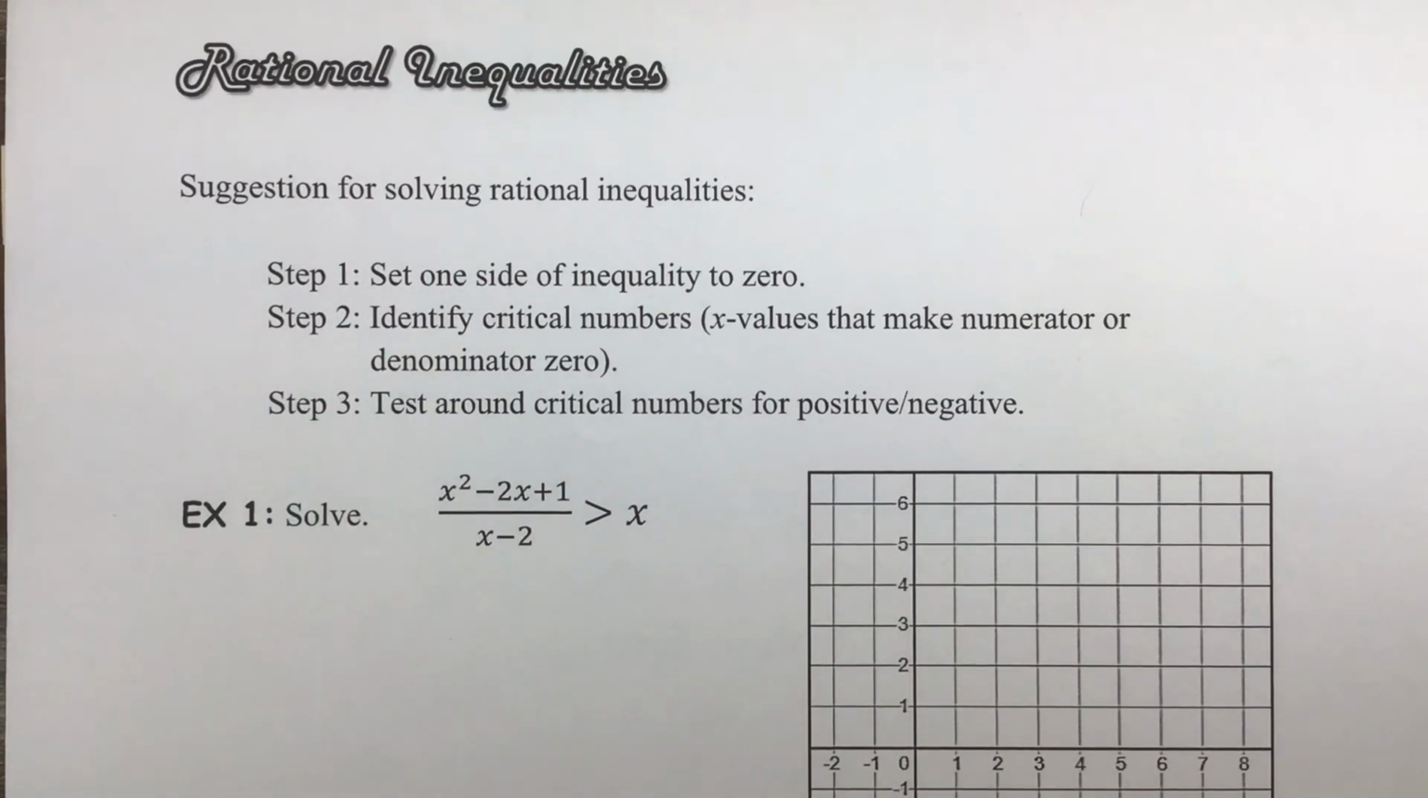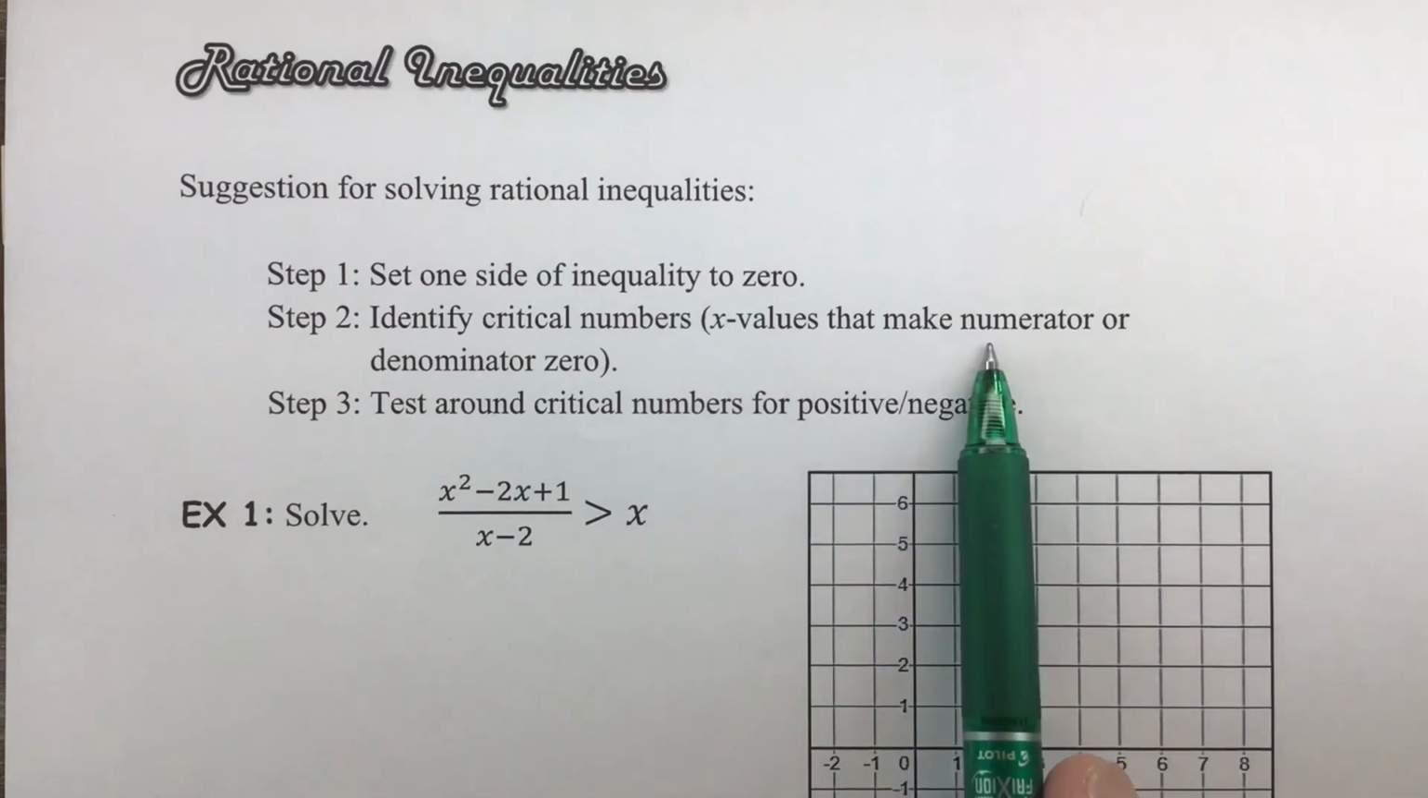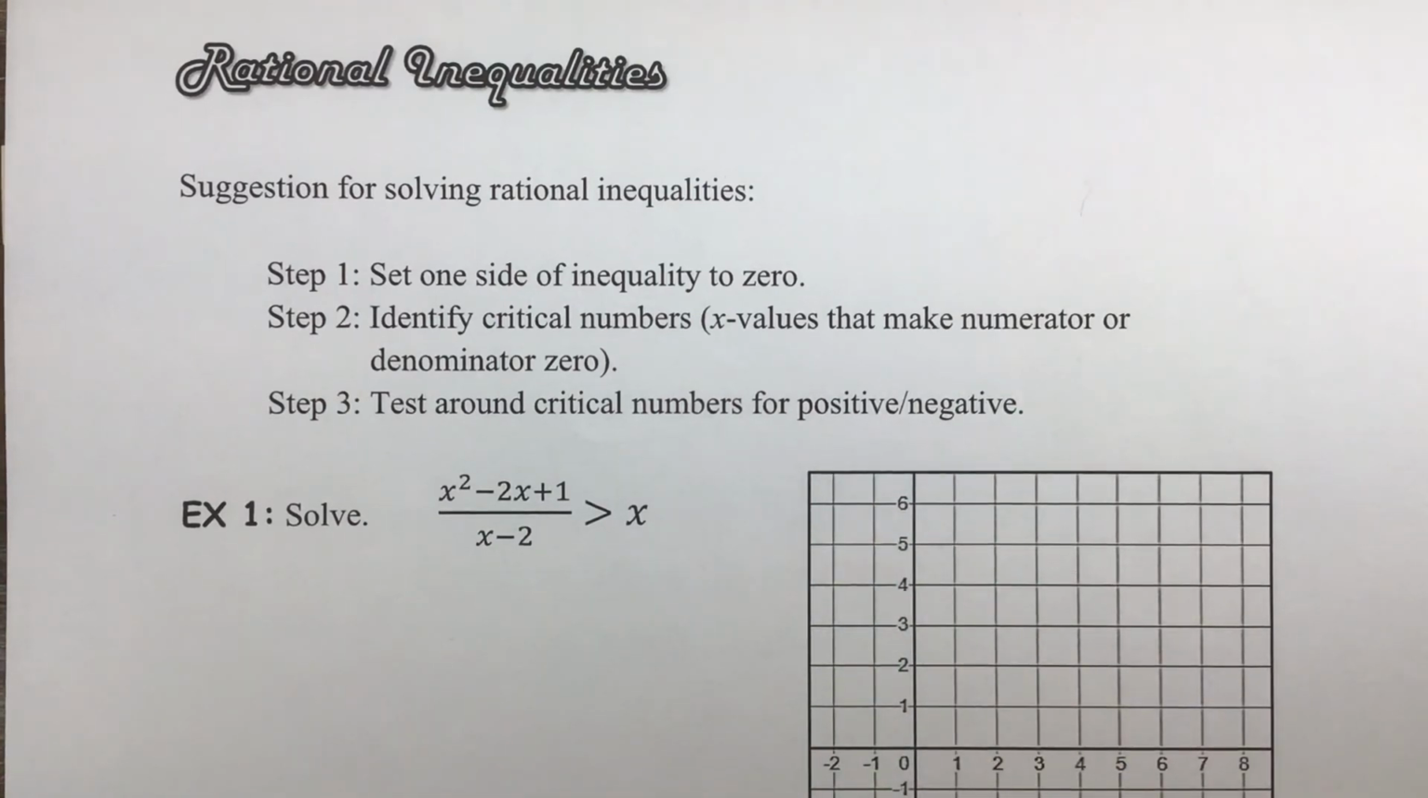Step one, we're going to set one side of the inequality equal to 0. In other words, we're going to move one of the sides over to the other one. Step two, we're going to identify critical numbers. Those will be x values that make the numerator or the denominator 0. If the numerator becomes 0, we're actually referring to roots. That's what we'd be looking at. If we're looking at where the denominator is 0, those would be holes or asymptotes.